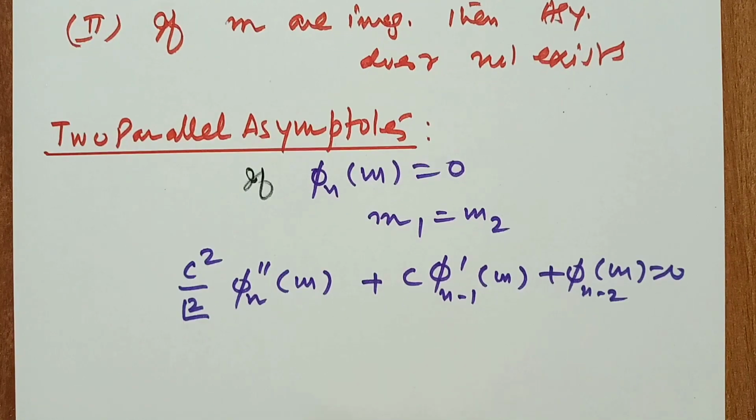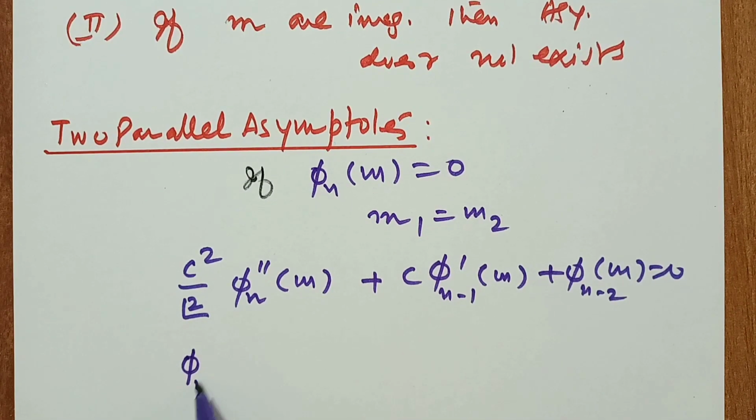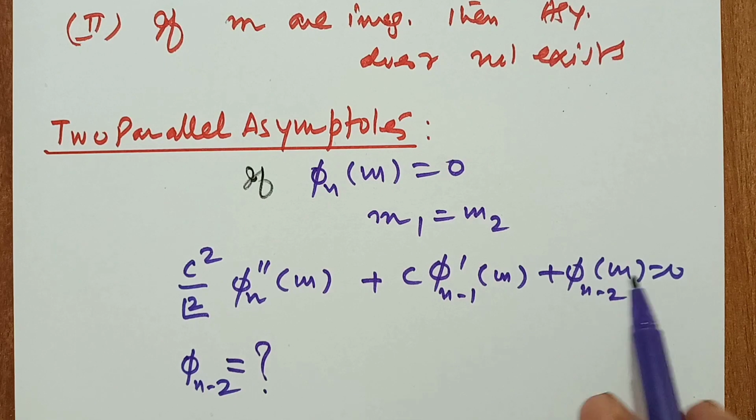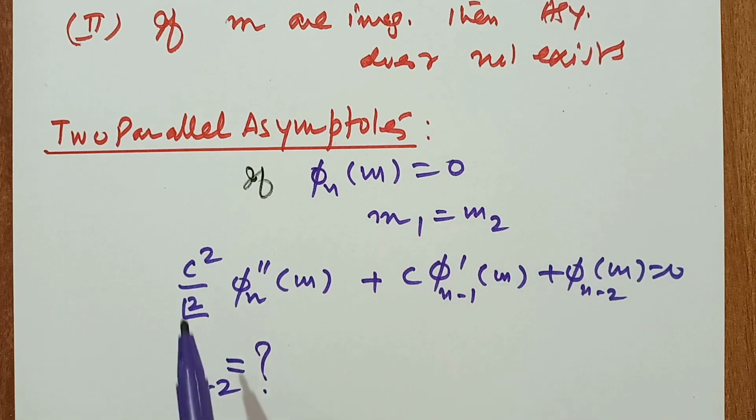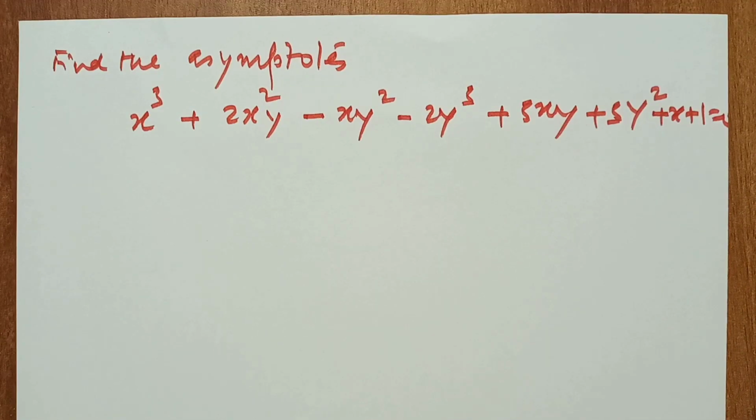So we calculate phi n minus 2. How do we calculate phi n minus 2? In a similar fashion to phi n minus 1 m. In the term of degree n minus 2, we put x equal to 1 and y equal to m, so we get phi n minus 2. We put all the values in this formula, calculate the value of c, and then put the values of m and c in the formula y equal to mx plus c. So this is an example.